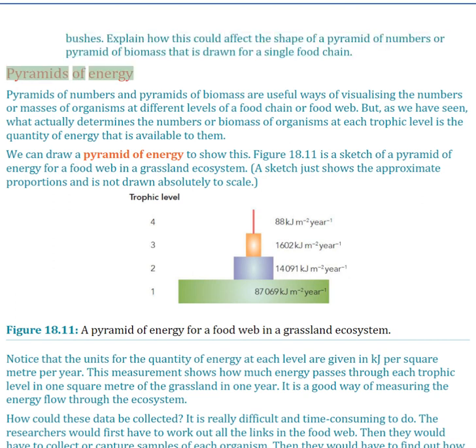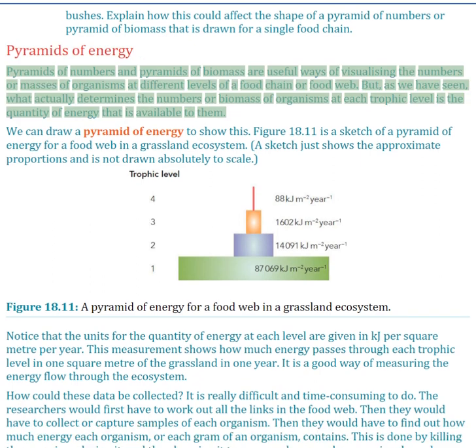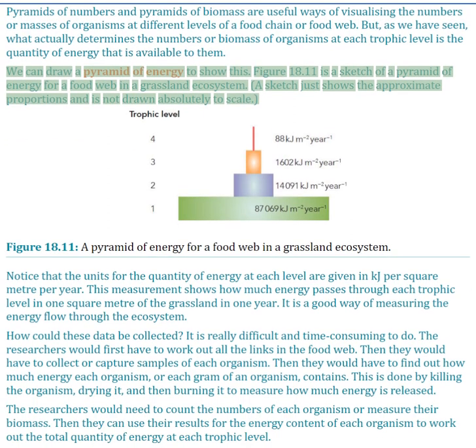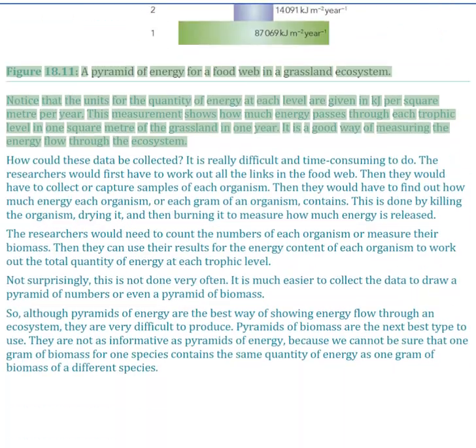Pyramids of energy. Pyramids of numbers and pyramids of biomass are useful ways of visualizing the numbers or masses of organisms at different levels of a food chain or food web. But, as we have seen, what actually determines the numbers or biomass of organisms at each trophic level is the quantity of energy that is available to them. We can draw a pyramid of energy to show this. Figure 18.11 is a sketch of a pyramid of energy for a food web in a grassland ecosystem. Figure 18.11, a pyramid of energy for a food web in a grassland ecosystem.